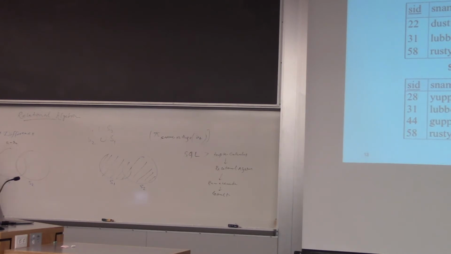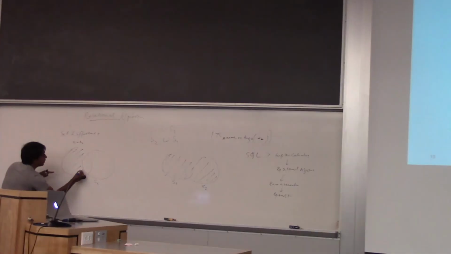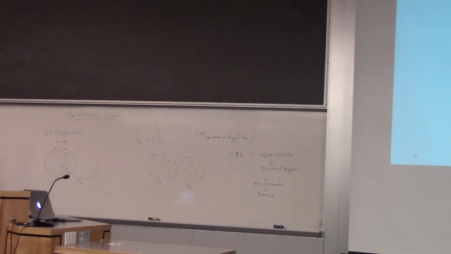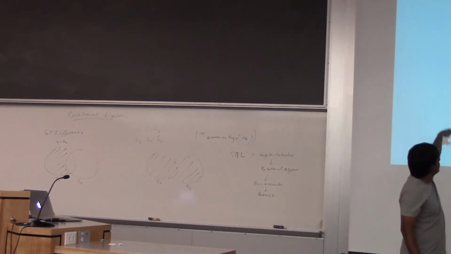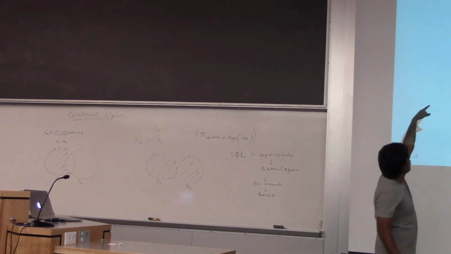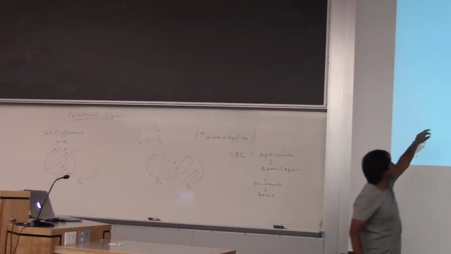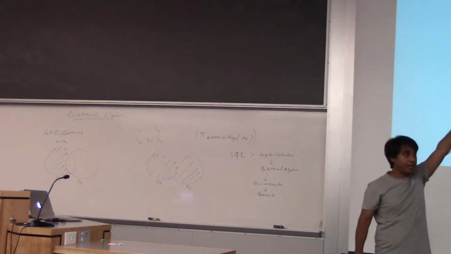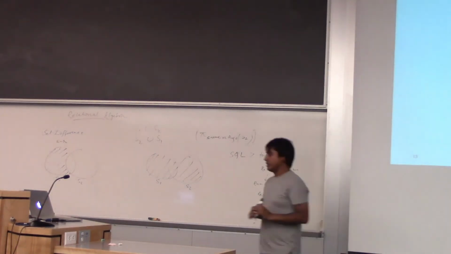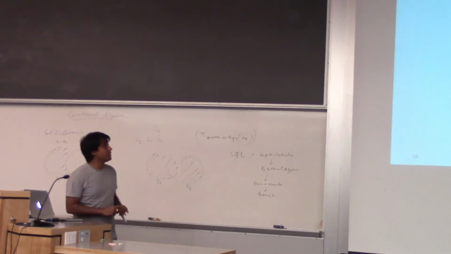S1 minus S2. So this is S1 minus S2. So that will be this part. S1 minus S2 will be only this part, right? So let's do this one. S1 minus S2. So what are the common ones over there? 31 is common and 58. So the result will be 22, right? So the result is 22.